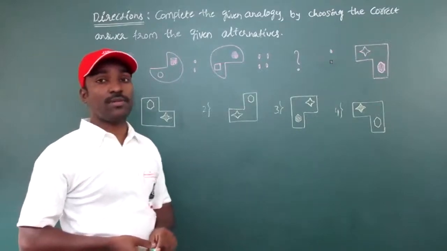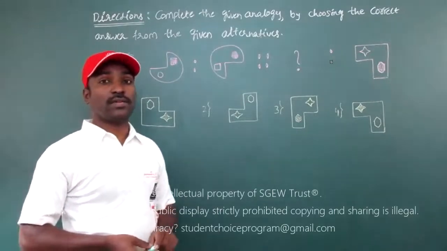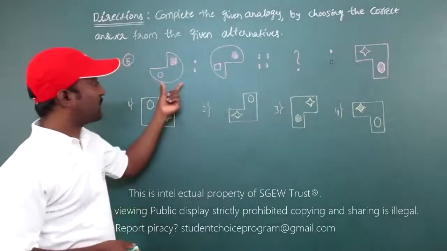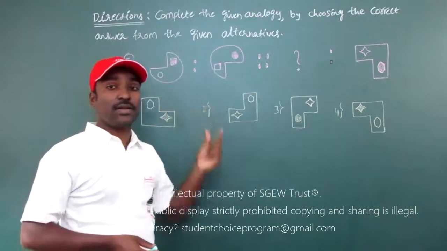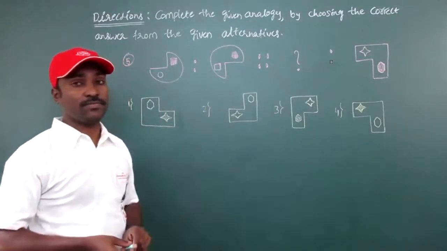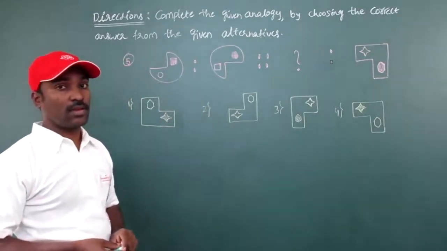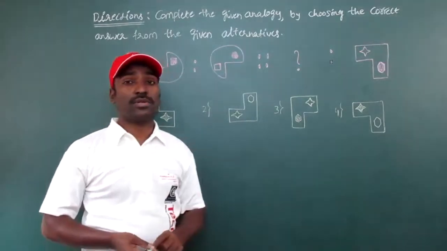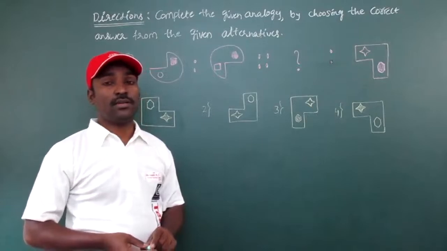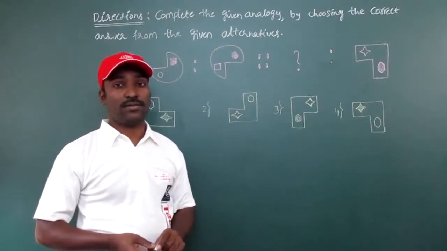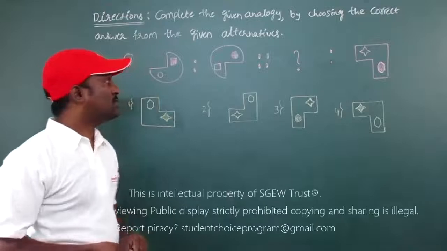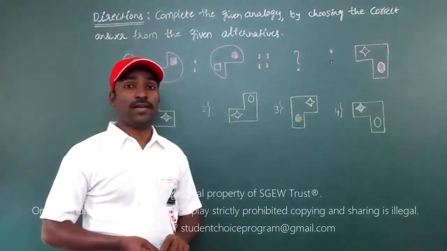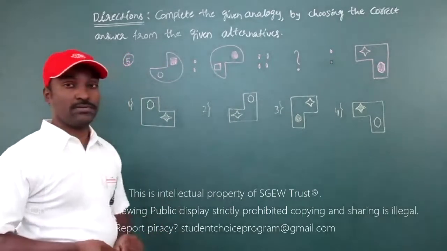In the previous example I said clockwise direction and anti-clockwise direction, so rotating the given figure in clockwise or anti-clockwise direction. And in the previous example we found that the colored portion is interchanged with blank. Okay. So a very similar analogy is used here. Find that and get the correct option.